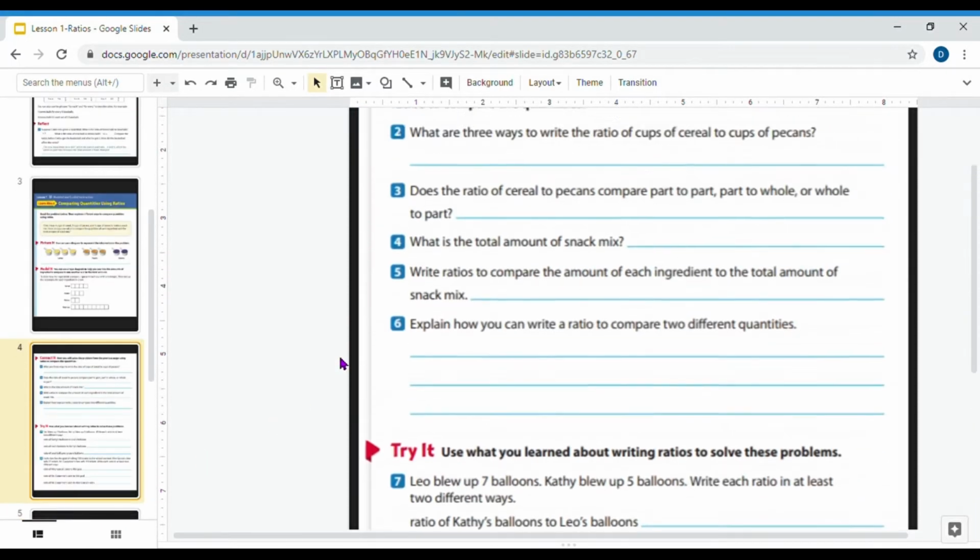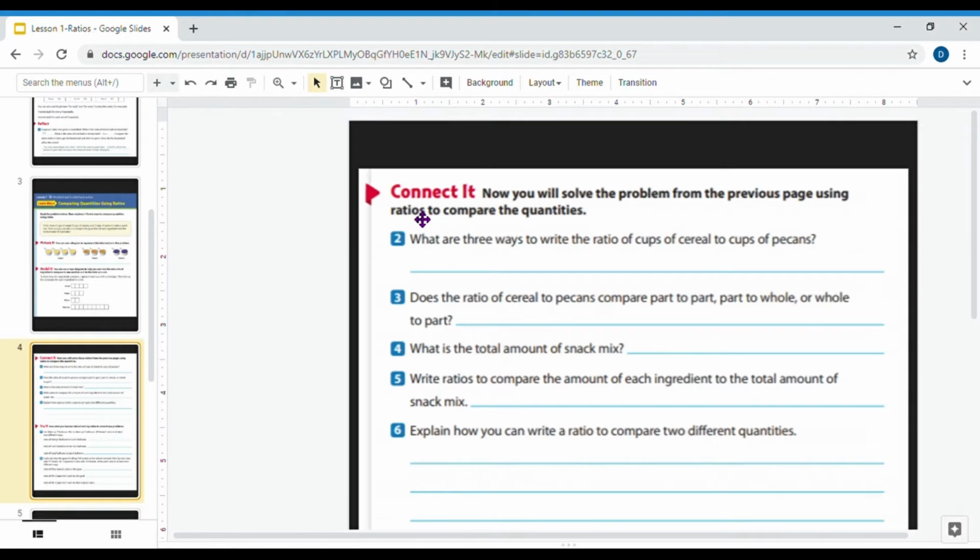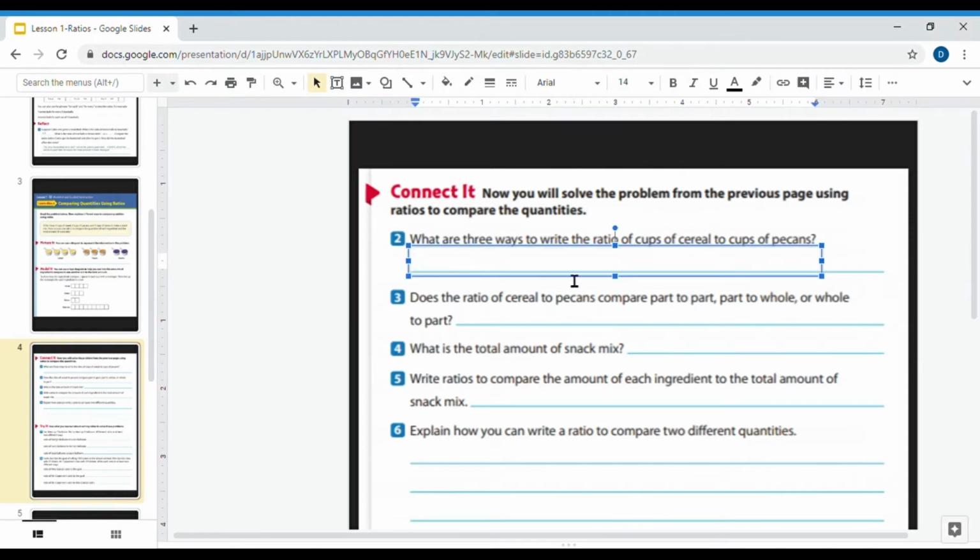The next step is connecting it. It says, now you will solve the problem from the previous page using ratios to compare the quantities. What are 3 ways to write the ratio of cups of cereal to cups of pecans? Remember we had 4 cups of cereal and 3 cups of pecans. I can't use the fraction properly because I'm on the computer, so I'm going to write it as 4 cups of cereal over 3 cups of pecans. That's going to be way 1.